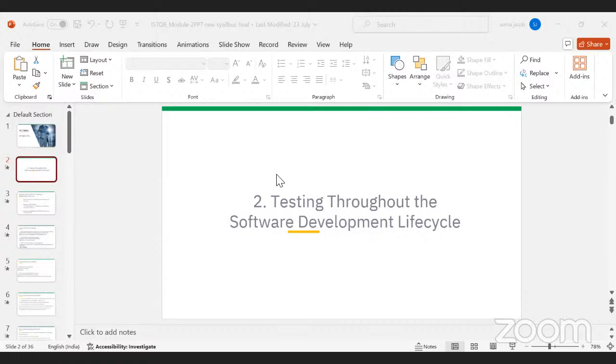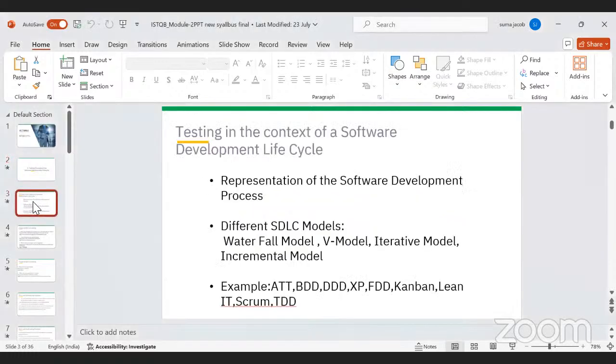It's visible. Okay. So today we will be discussing module 2, that is testing throughout the software development lifecycle. In this module, we'll be discussing different SDLCs and how testing happens in each of them. The first topic is testing in the context of the software development lifecycle.